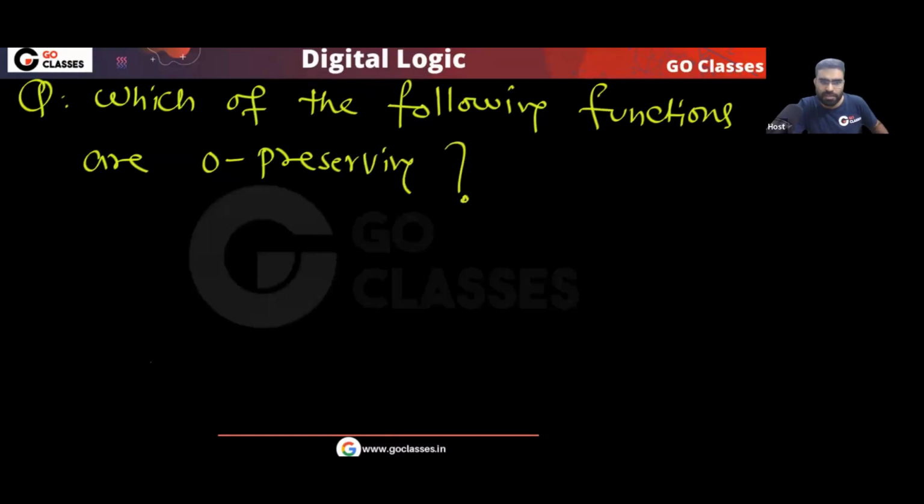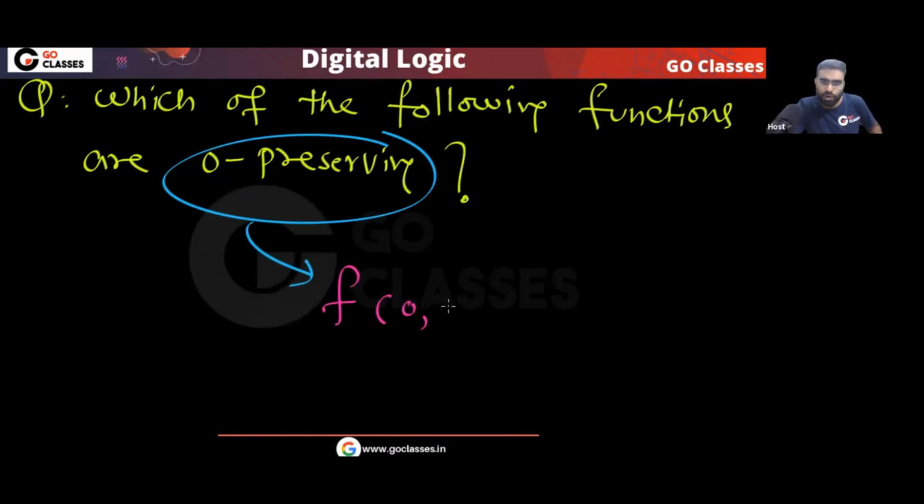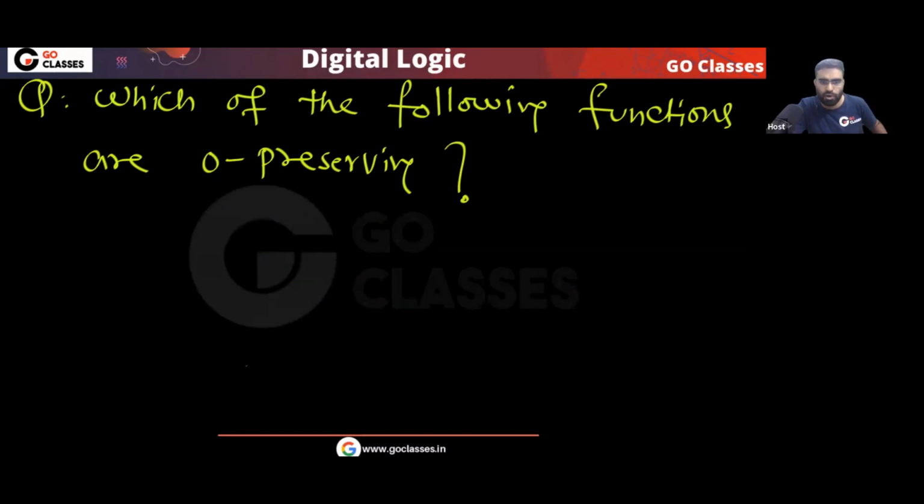Remember, zero preserving means what? Zero preserving simply means that if you replace all the variables by zero, the function value must be zero. Yes or no? If you replace all the variables by zero, then the function value must be zero. This is the definition of zero preserving. Now I am asking, which of the following functions are zero preserving? Some functions I am giving you.